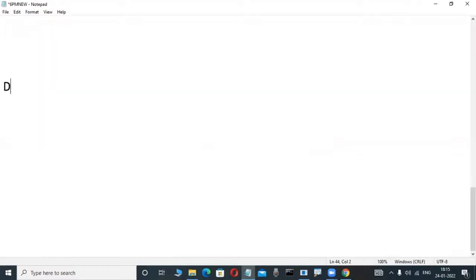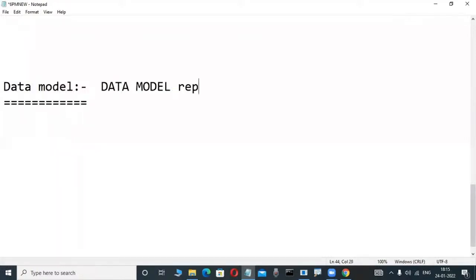Easy. Data model. Anybody have an idea? Any computer students are there? They're well-known persons. Don't write anything, these are demos. Okay. Data model represents how data is represented. Data model defines how data is represented.